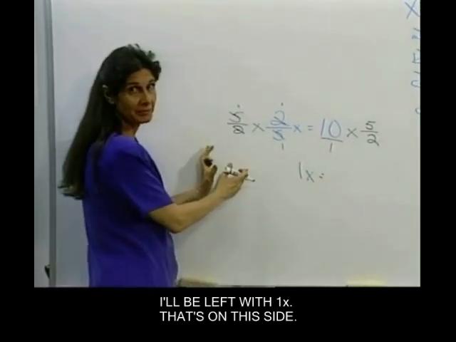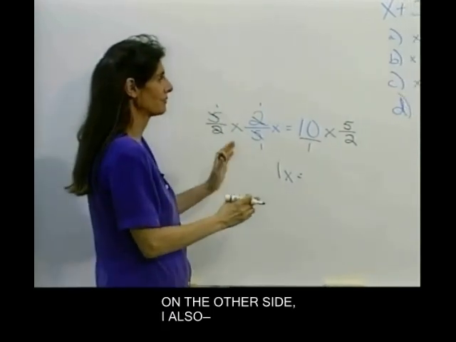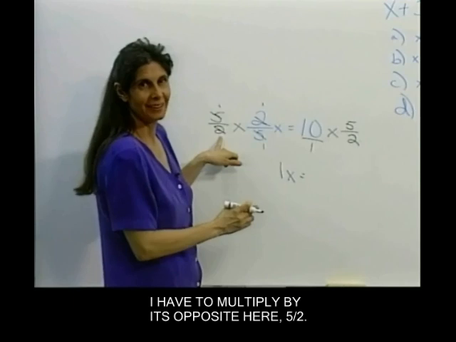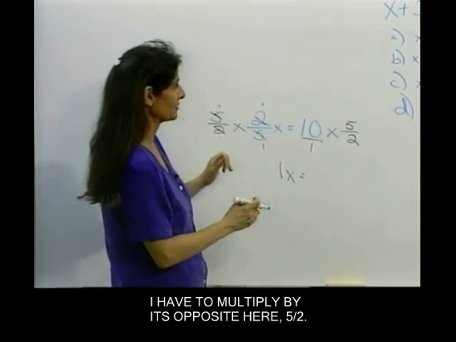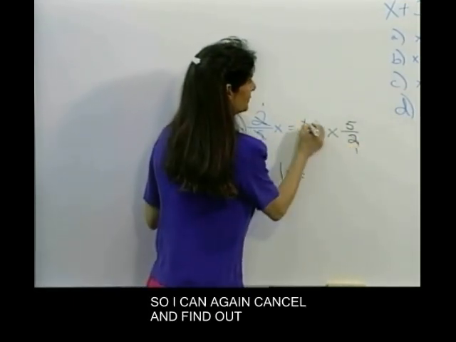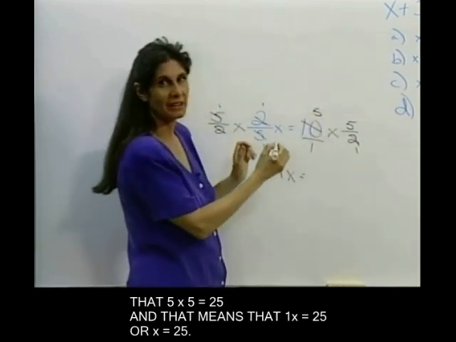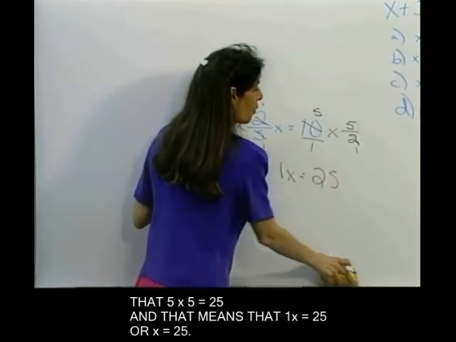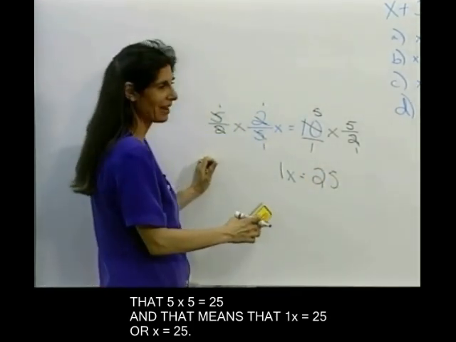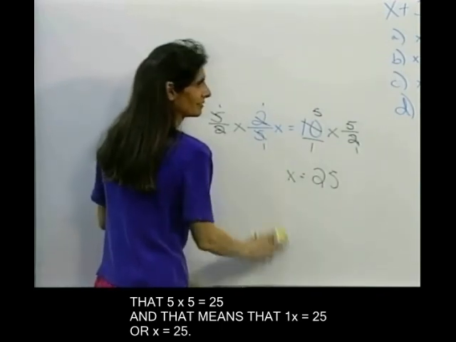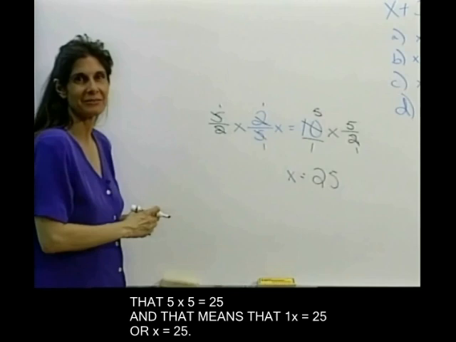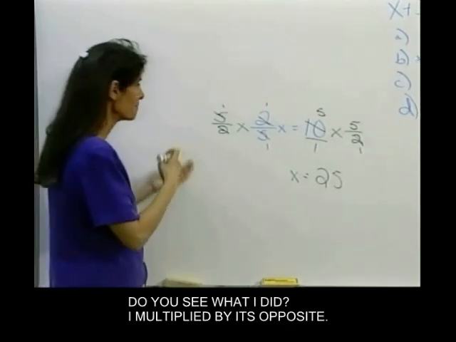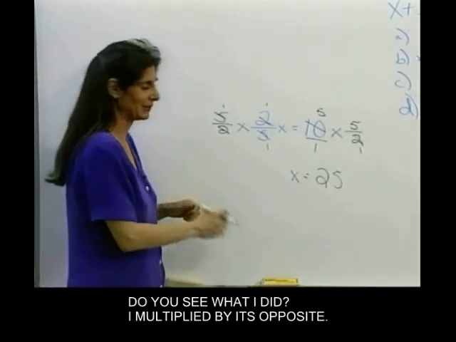That's on this side. On the other side, I have to multiply by its opposite here, 5/2. So I can again cancel and find out that 5 times 5 equals 25. And that means that 1x equals 25, or x equals 25. Do you see what I did? I multiplied by its opposite.